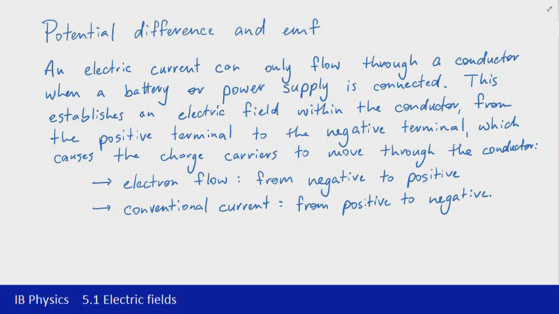Having said that, it doesn't really affect anything all that significantly. There's only one scenario that I can think of where it makes more sense to talk about electron flow, and that's in semiconductor components, but we don't really need to cover those in any detail in SL, and so it doesn't really matter whether we're talking about electron flow or conventional current, but just be aware that when we're talking about conventional current, we're always going to move from positive to negative.